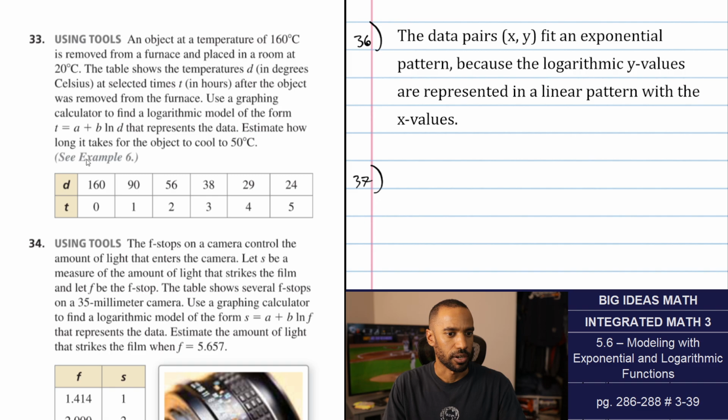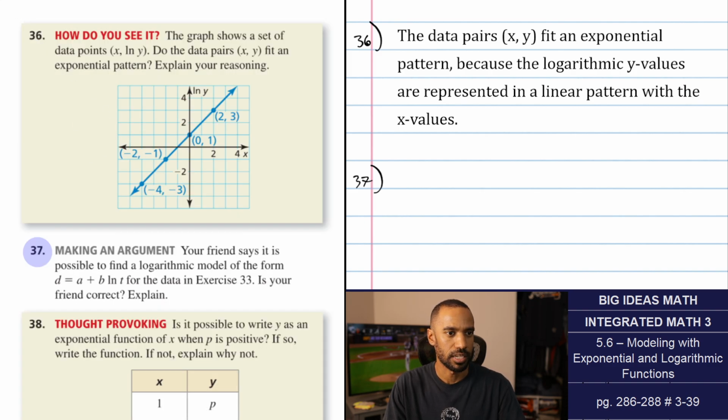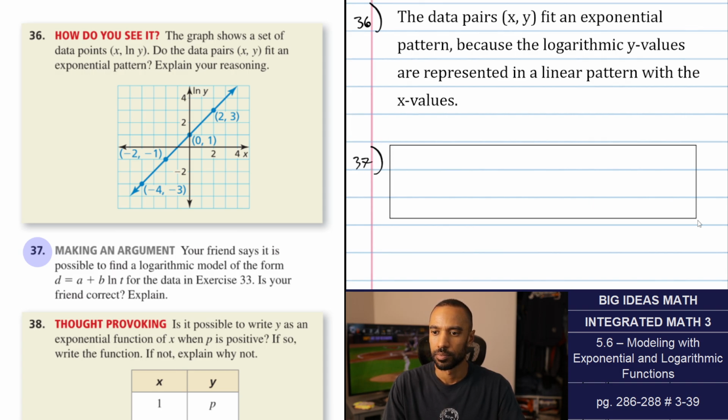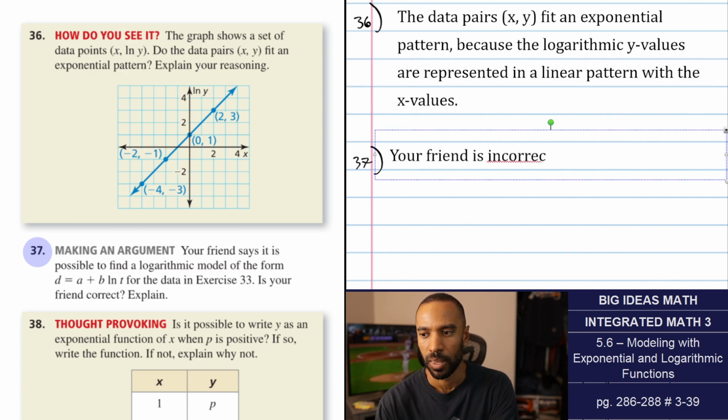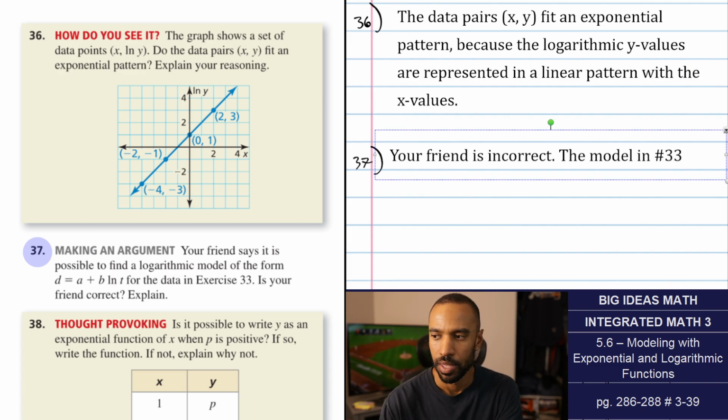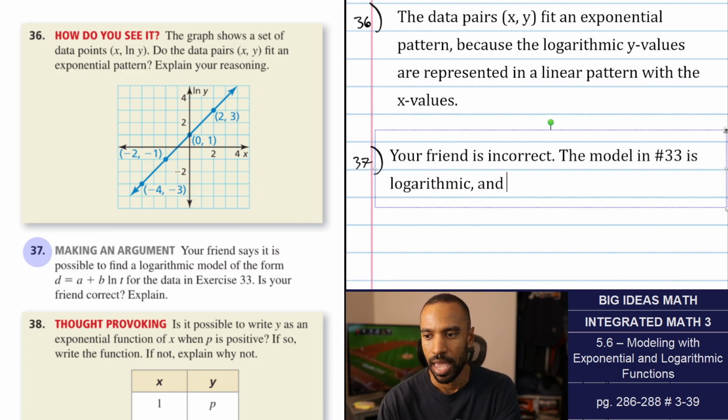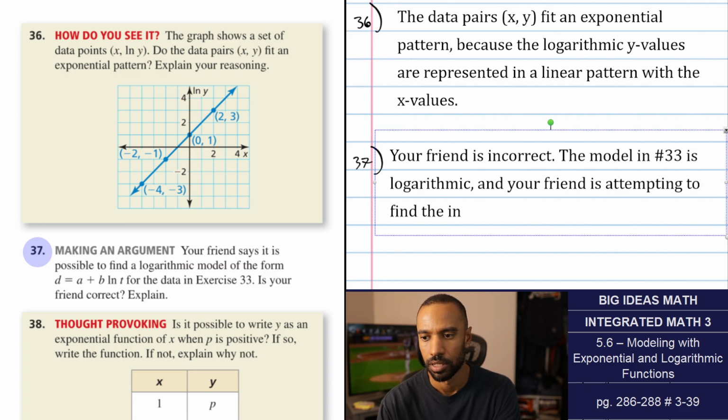We're going back quite a bit here. No. Did they swap d and t? They swap d and t. So your friend is incorrect. The model in number 33 is logarithmic, and your friend is attempting to find the inverse, which would be exponential instead of logarithmic. So no.